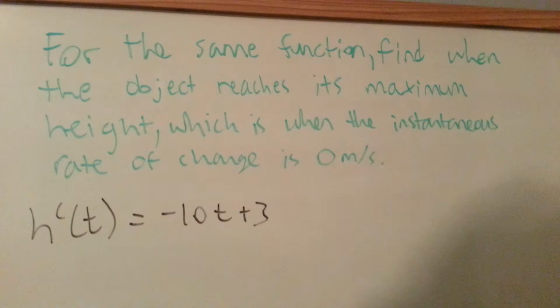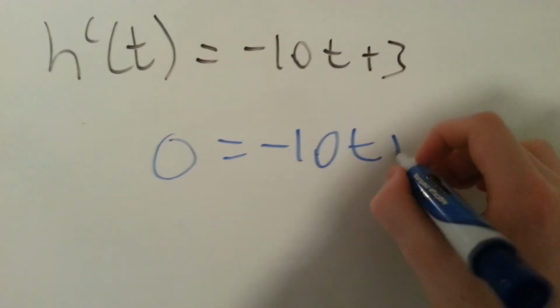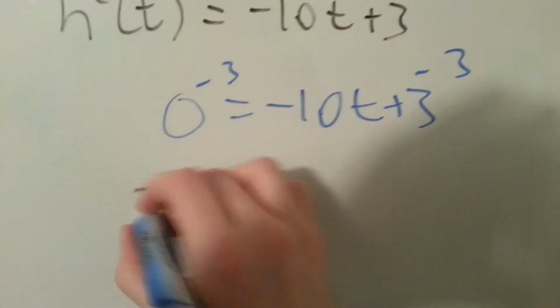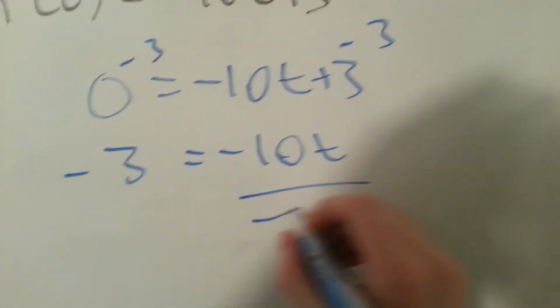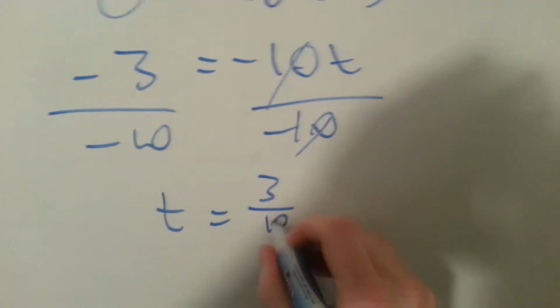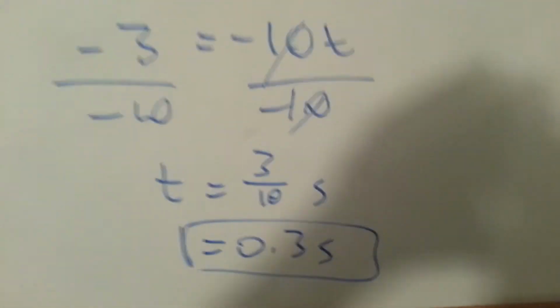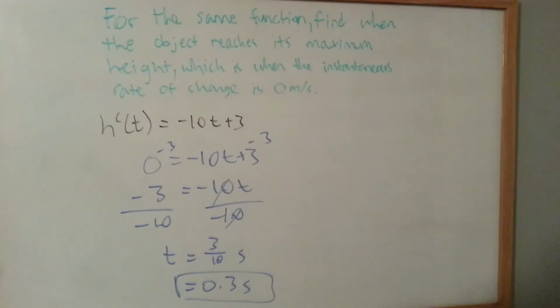We already have our derivative, so now just sub in h prime of t equals 0, so the instantaneous rate of change is 0, and solve for t. So 0 equals negative 10t plus 3, subtract 3 from both sides, then divide both sides by negative 10, and you'll end up with t equals 3 over 10 seconds, or 0.3 seconds. Therefore, the object reaches its maximum height at 0.3 seconds.